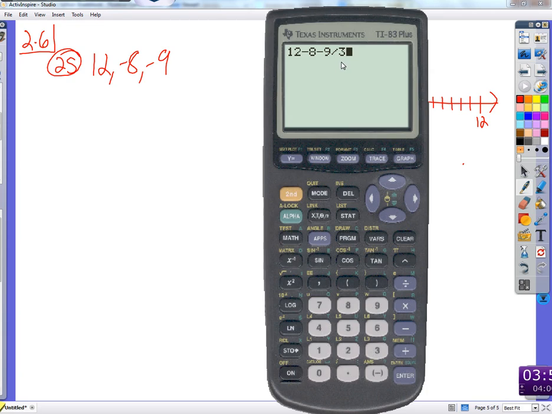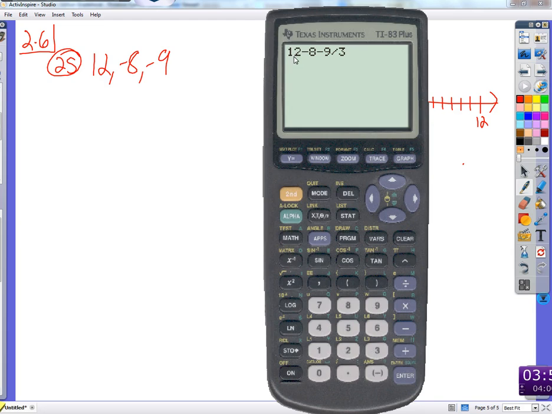No. Because you got to go 12 plus negative 8 plus negative 9. And then from there, you would get a number, and then you divide that by 3. Okay. So you have to get the result of 12 minus 8 minus 9. Right? You have to get that sum or difference, however you look at it.